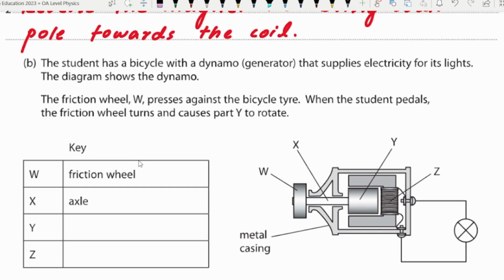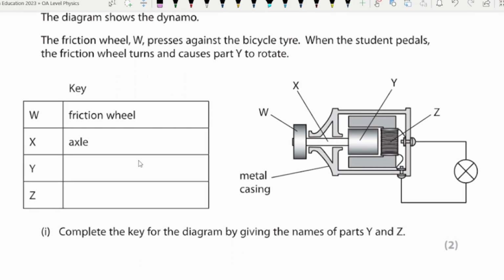A student has a bicycle with a generator that supplies electricity for its lights. The diagram shows the dynamo. The friction wheel W presses against the bicycle tire. When the student pedals, the friction wheel turns and causes part Y to rotate. What is part Y and what is part X? Part Y is the central part, which here we have the permanent magnet. Permanent magnet.